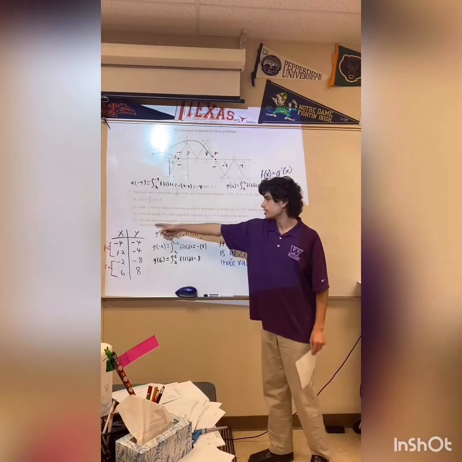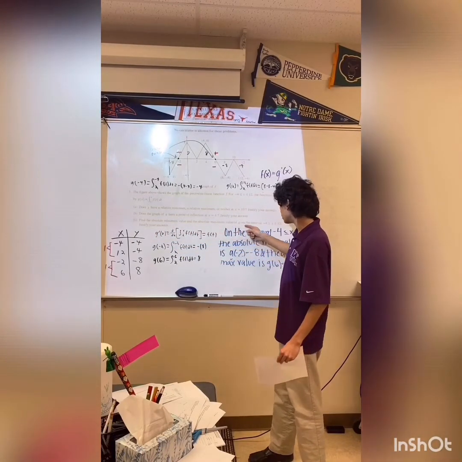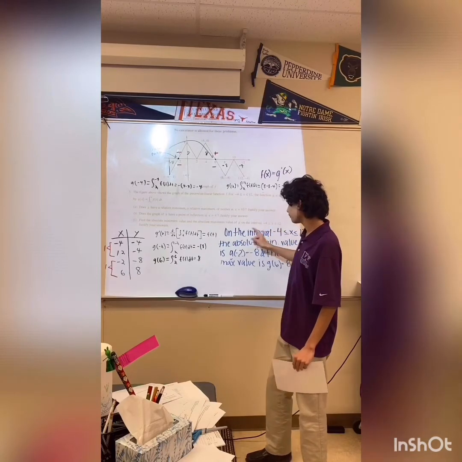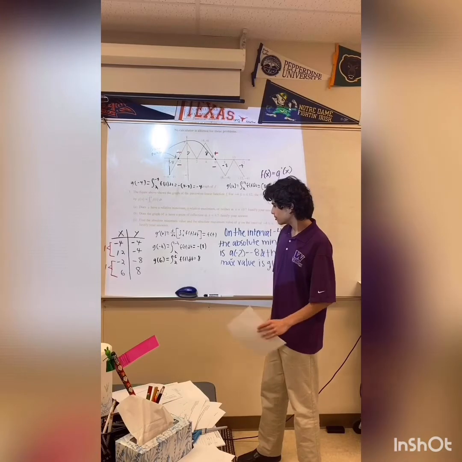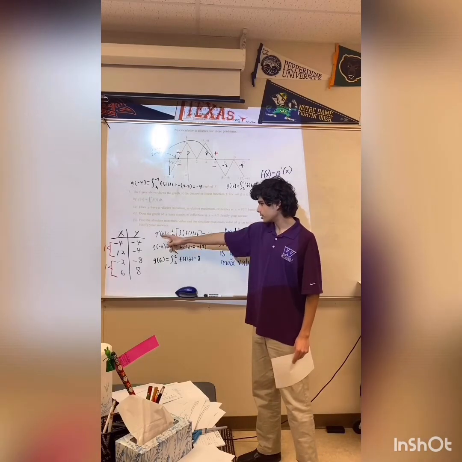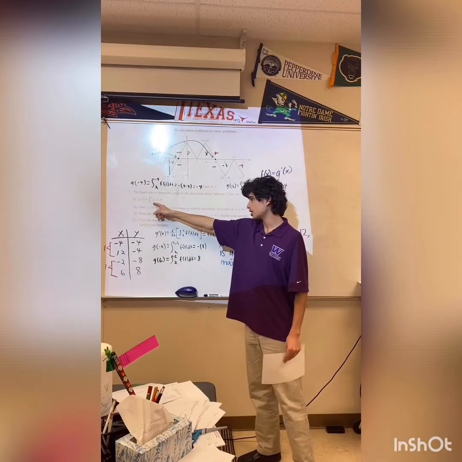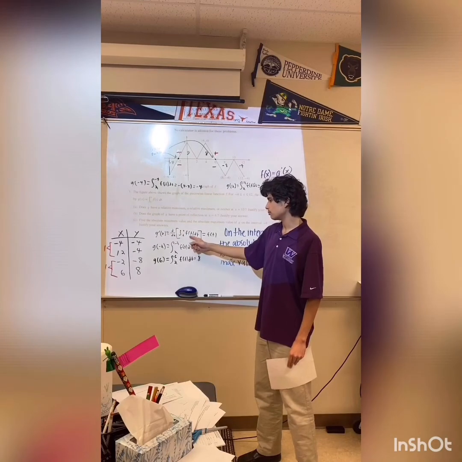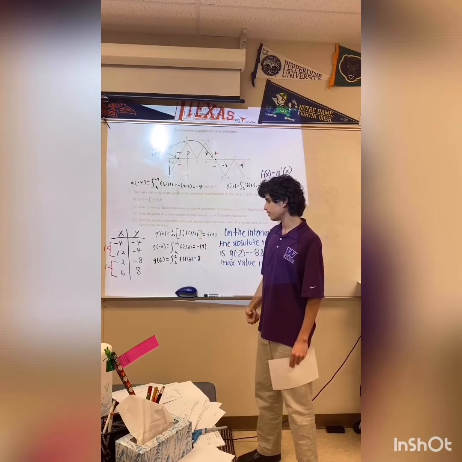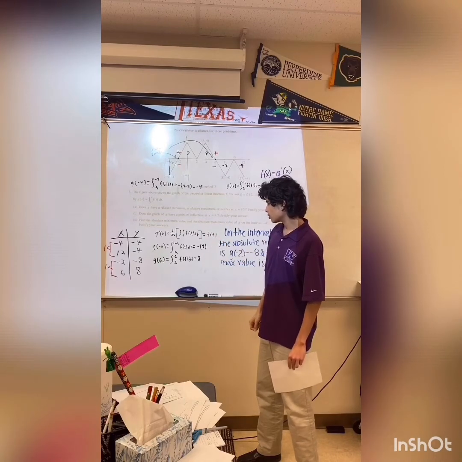Okay, so for part C, we have to find the absolute minimum value and the absolute maximum value of g on the interval from 4 to 12 and justify our answers. So the first thing we need to do is take the derivative of g, which is just that integral. And the way you do that is, the derivative of an integral is always just the function.